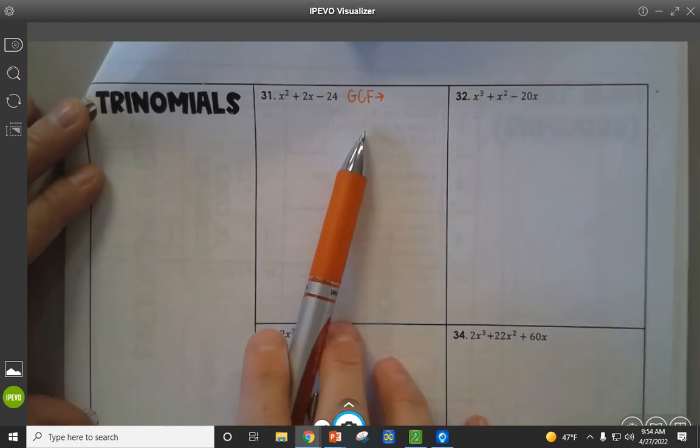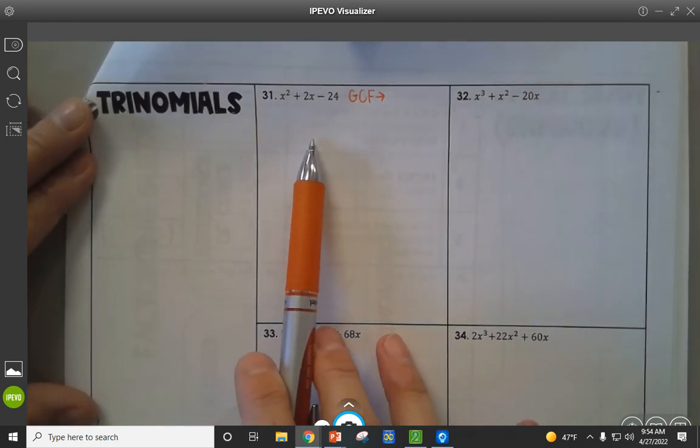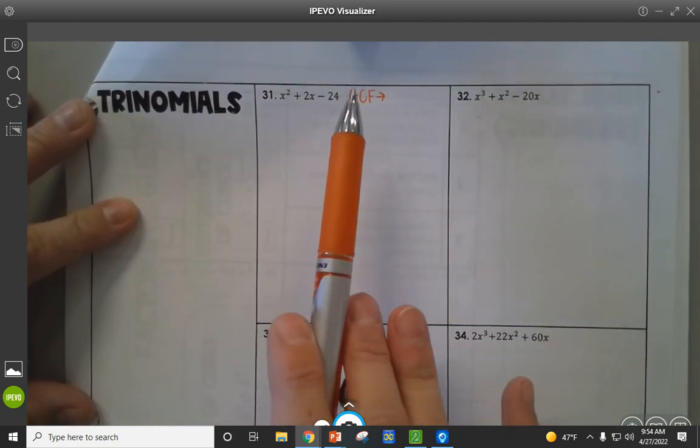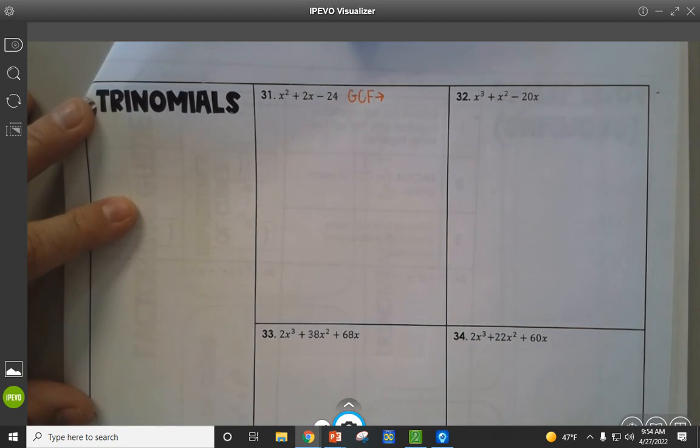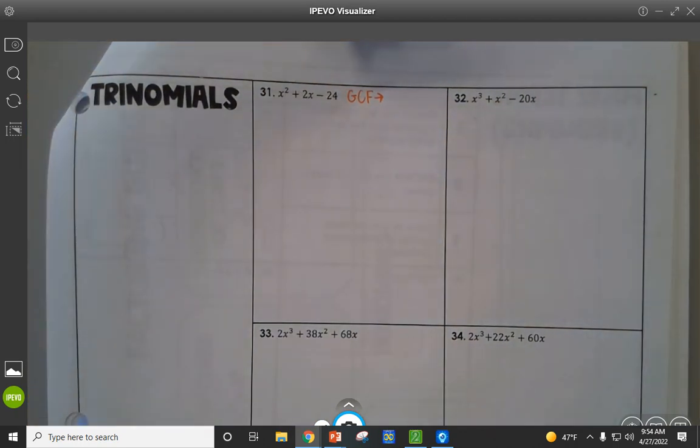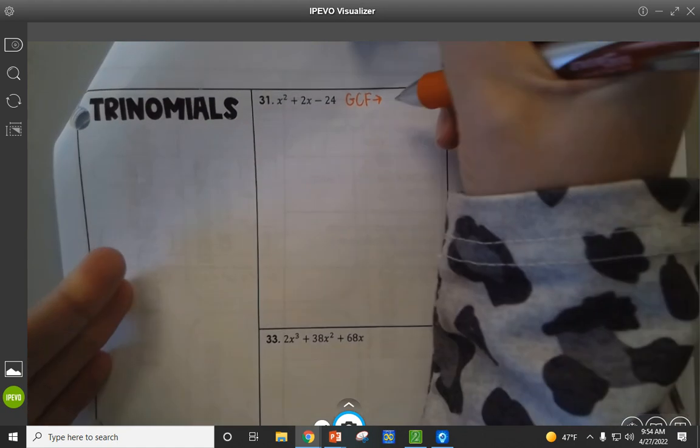Make a note on your paper every single time you factor. You need to make a note and check for the GCF. This one does not have one, so just put none there.